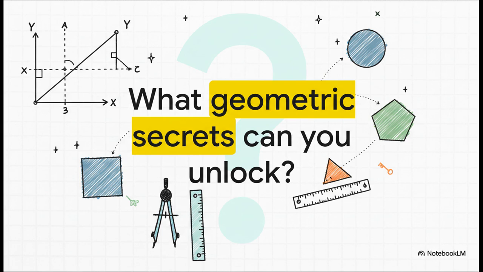Solving that final puzzle pretty much brings us to the end of our journey today. We've decoded gradients, we've verified points, we've figured out perpendicular lines, and we even built a line from the ground up. What you've done is build this incredibly powerful toolkit for navigating the world of coordinate geometry. The tools are officially in your hands. So the only question left is, what other geometric secrets are you going to unlock?